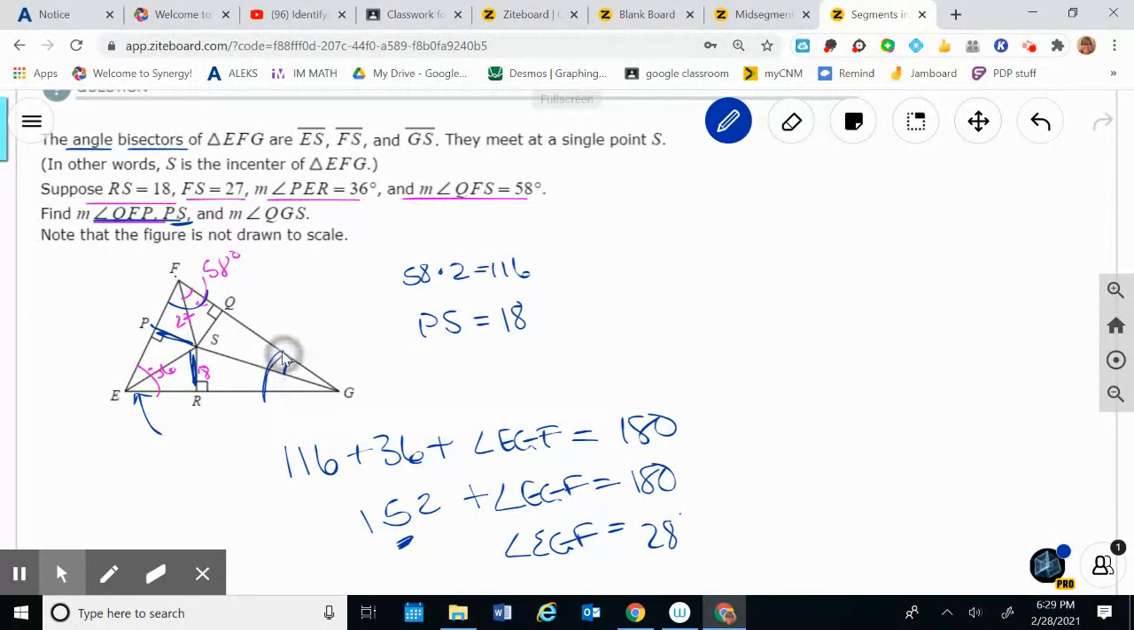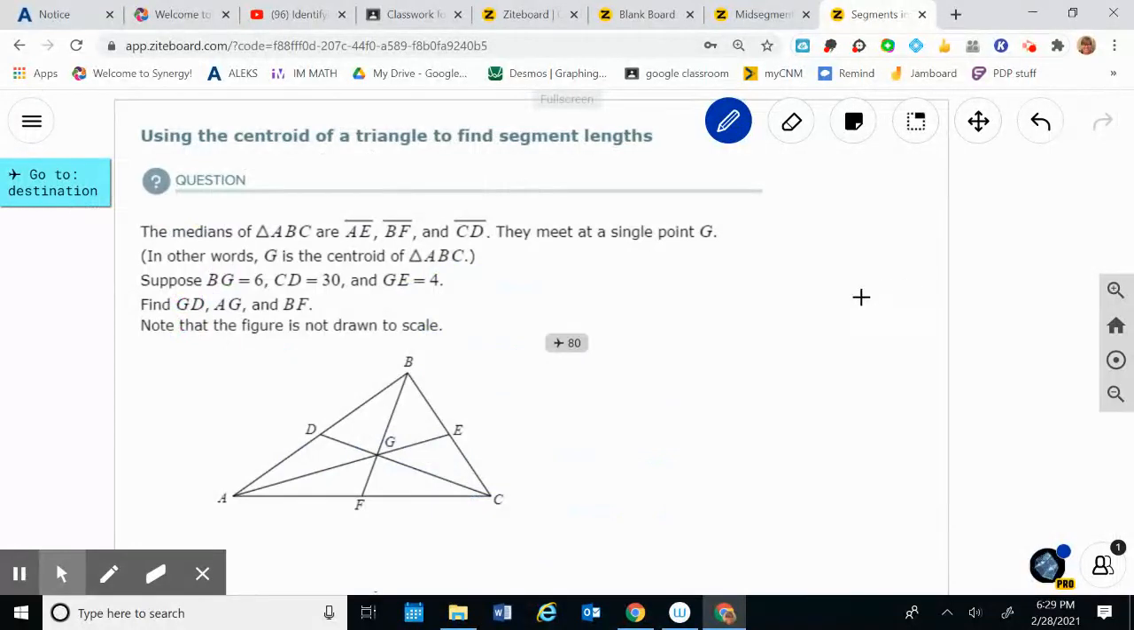Remember, we found the large one. We need to find the little guy. So you divide it by 2, and that's going to be angle QGS equals 14 degrees. If you need to watch this twice because you don't understand what I did, do it. That's okay. There's no shame in watching it twice or watching it slower. If I talk too fast, slow me down. Use the little gear thing on the bottom.